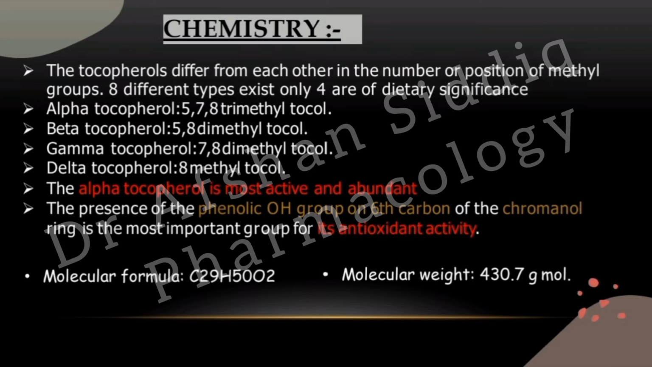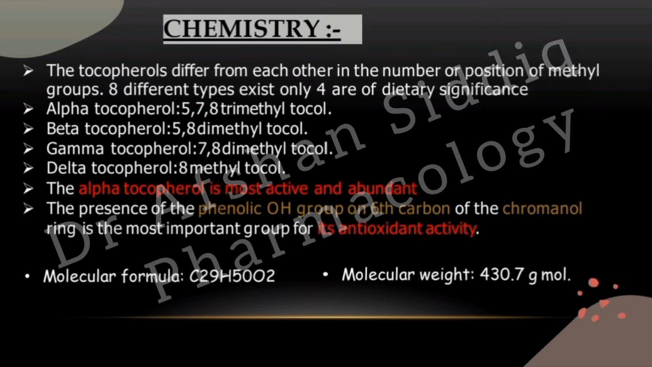The ring structure of vitamin E, like vitamin D, what was the ring structure of vitamin D? It was a cyclopentanophenanthrene ring, okay? So the ring structure in vitamin E is termed as chromanol. Its antioxidant property is due to the presence of a hydroxyl or phenolic group at carbon number 6. If we remove that hydroxyl group, no antioxidant activity will remain with vitamin E.